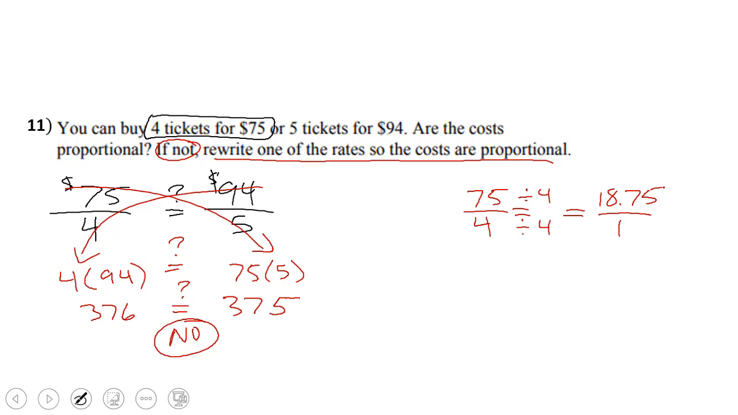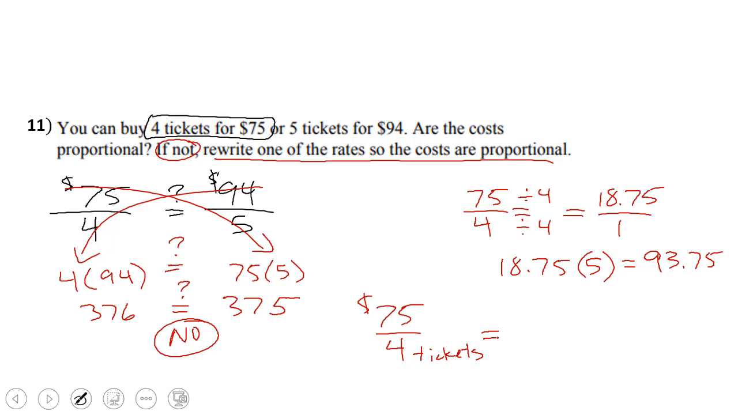If I want to be proportional with 5 tickets, I would take $18.75 and multiply it by 5. And I would get $93.75. So now I can use that to write my new proportion. My proportion, so that the cost and the tickets are proportional, would be $75 for 4 tickets is equal to $93.75 for 5 tickets.